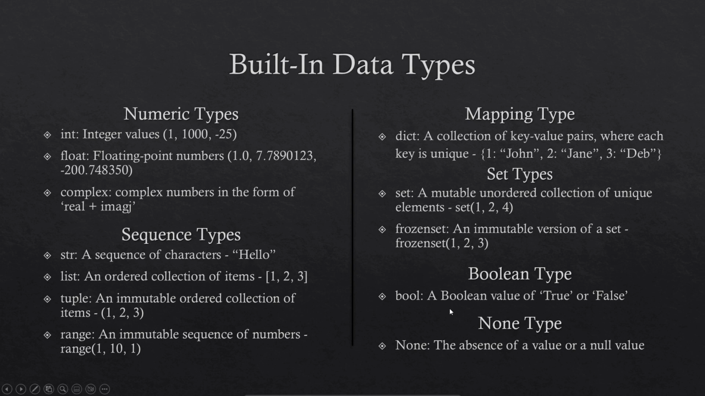Then we have the Boolean type, which is just a value of true or false. And finally, the none type, which is the absence of a value or a null value. So if you wanted to create a variable, but you didn't know what value you wanted to initialize it as, you could just create the variable and set it equal to none. Or maybe you had a function that is supposed to return something, but maybe you have an option where if things don't go quite right, it returns the none value instead of an integer.